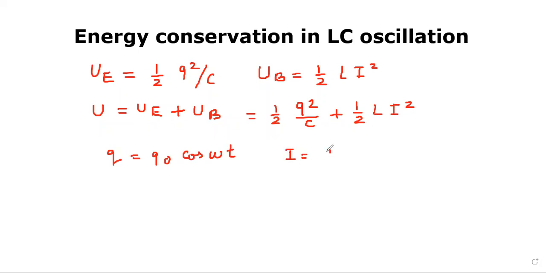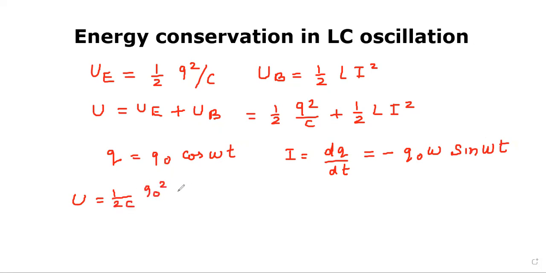So I equal to dQ by dt. We differentiate it, so we will get minus Q0 omega sine omega t. We put these two values, that of Q and that of I, here. So U equal to 1 by 2 Q0 square cos square omega t upon C plus 1 by 2 L Q0 square omega square sine square omega t. Here I square is Q0 square omega square sine square omega t.